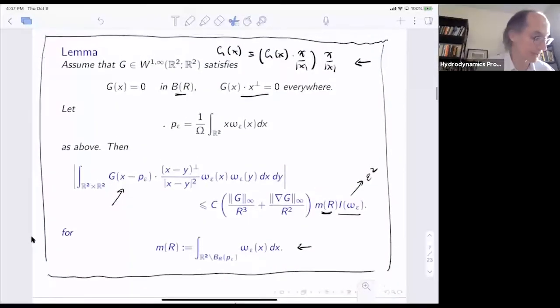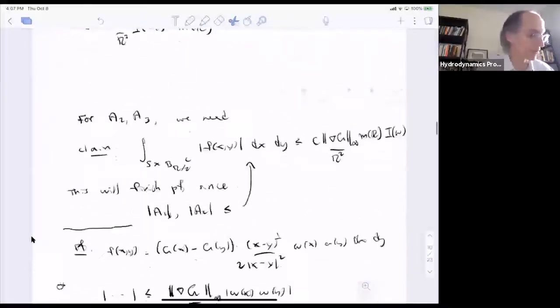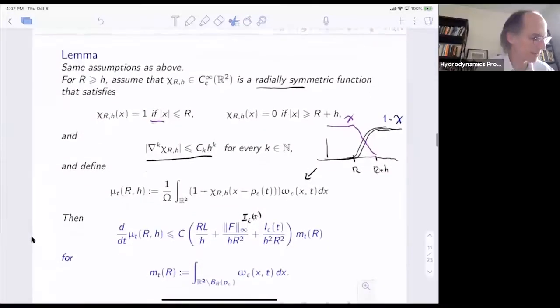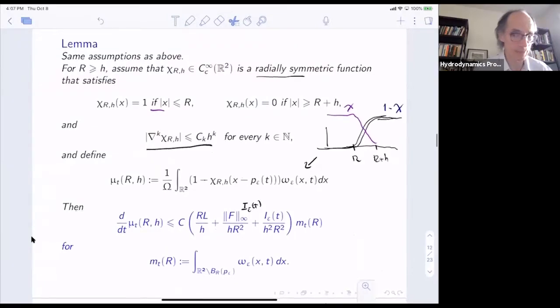which we'll recall as we need them. And so I think at the end of the hour, we embarked on the proof of the theorem. Oh no, I guess we're still proving this last lemma. Okay, so this is the last lemma. And so to remind you, we're looking at the growth in time of this quantity mu sub t of r comma h.